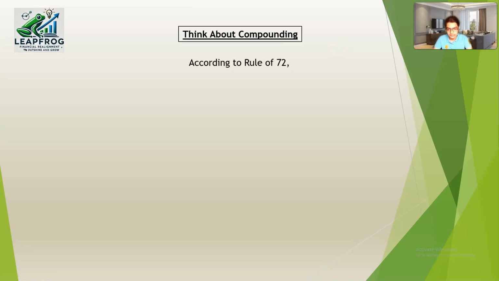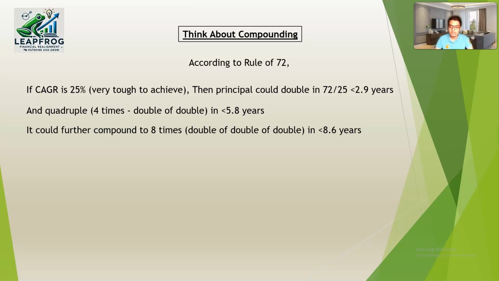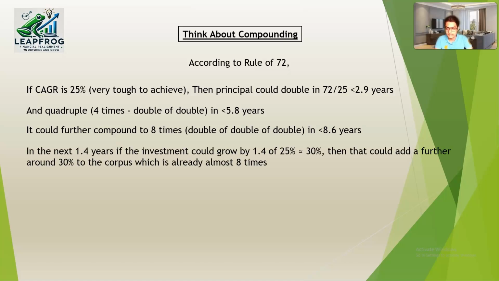Think about compounding. According to rule of 72, if your compound annual growth rate or CAGR is 25%, very tough to achieve, then principal could double in 72 by 25, which is just less than 2.9 years. And this principal would quadruple, which is 4 times, double of double in less than 5.8 years. This principal could further compound to 8 times, which is double of double of double in less than 8.6 years.